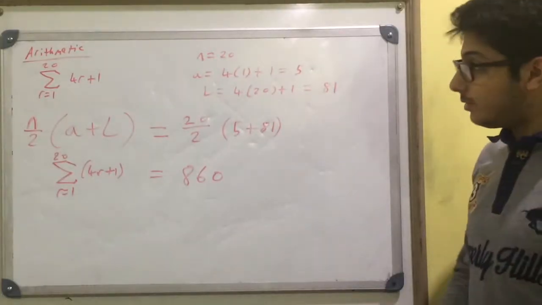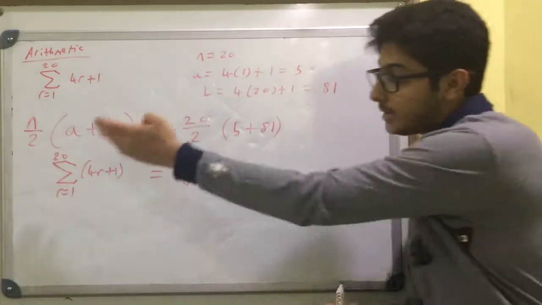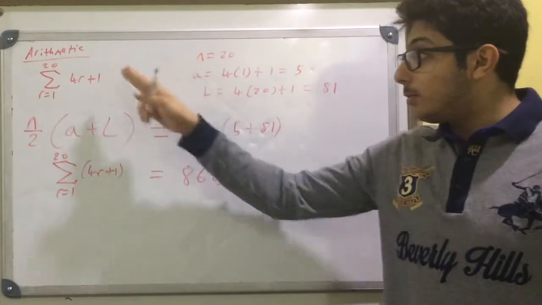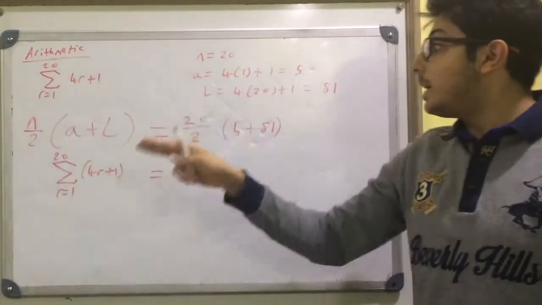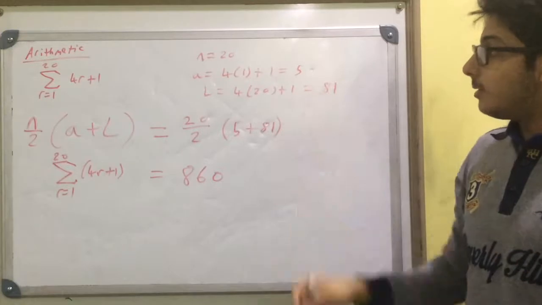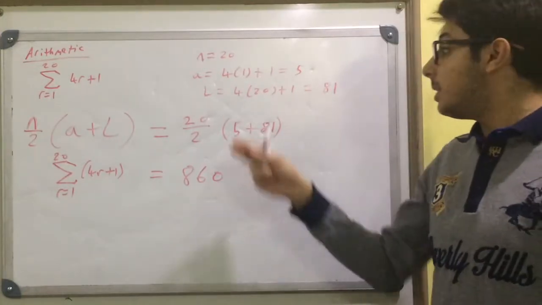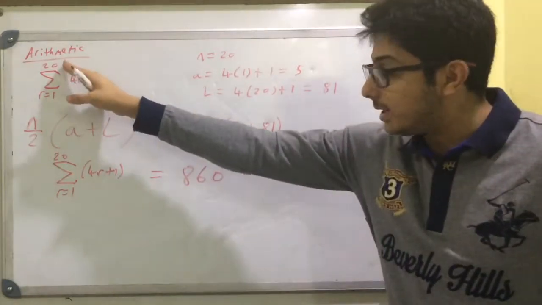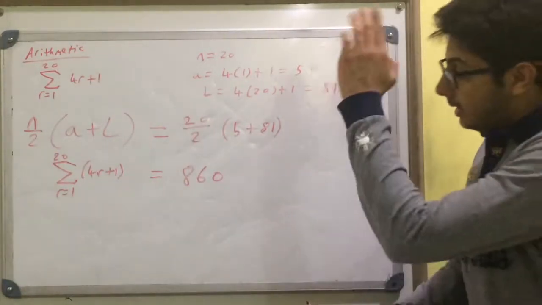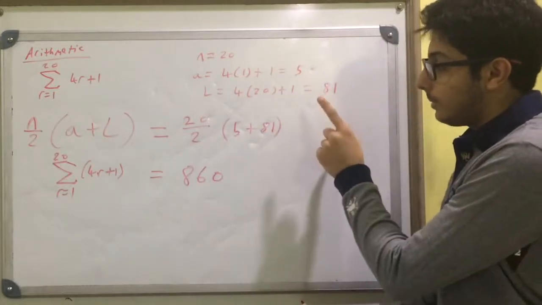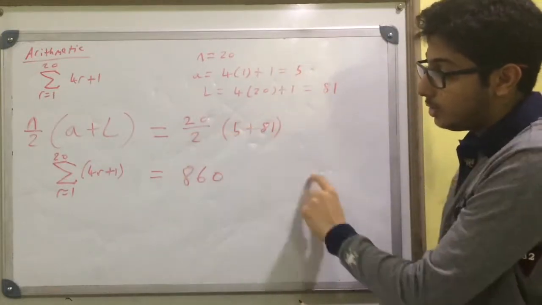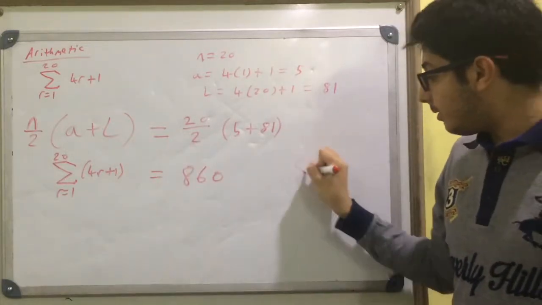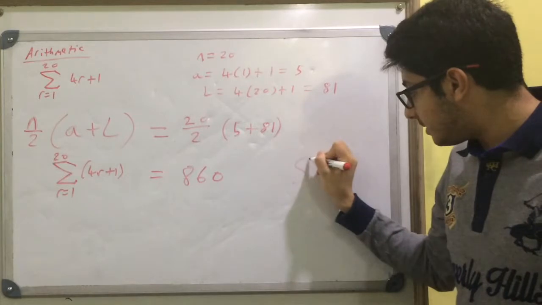Alright, so the way I like to do this for arithmetic series is I use n over 2 times (a plus l), because it's just easier and quicker. So n is 20, we're finding the sum up to 20 terms, and a is 5, that's the value of the first term, and l is 81, that's the value of the last term, because we're substituting 20 as the last value for r. So we put these values into the equation, we get 860. Remember, the sigma notation is just another way of saying S of n.